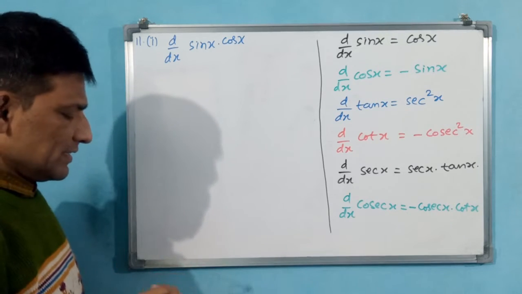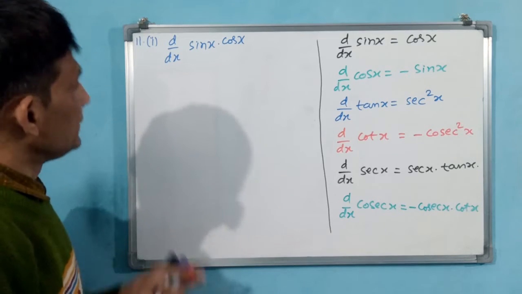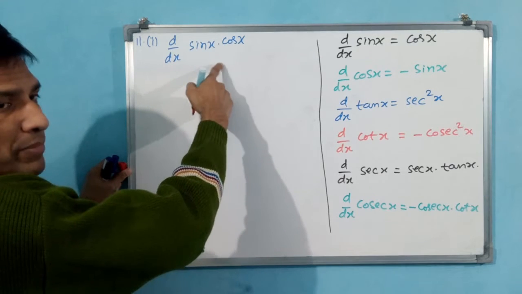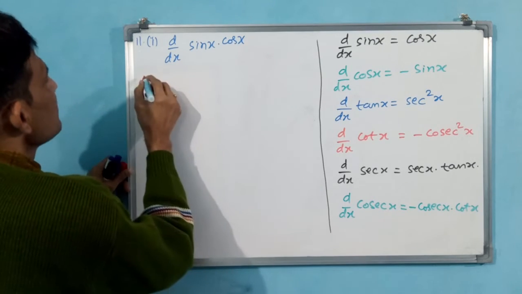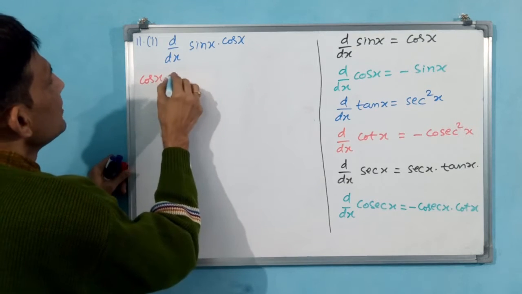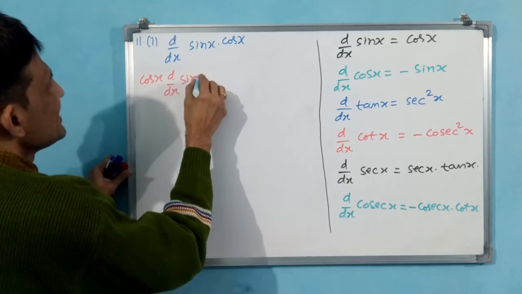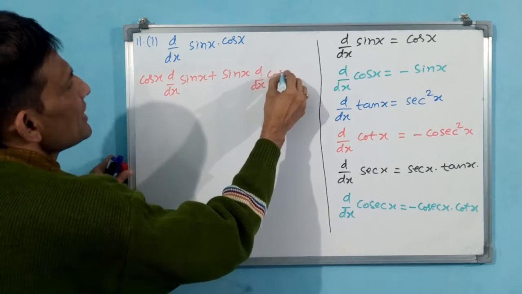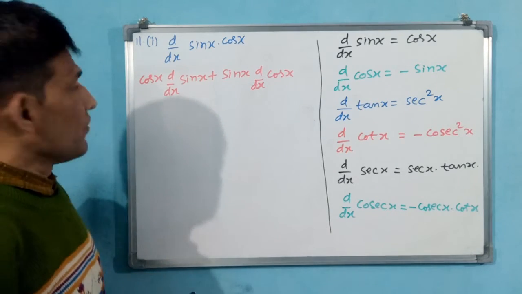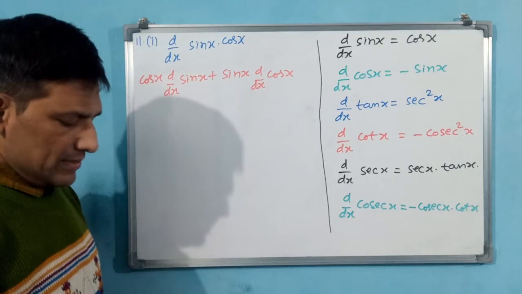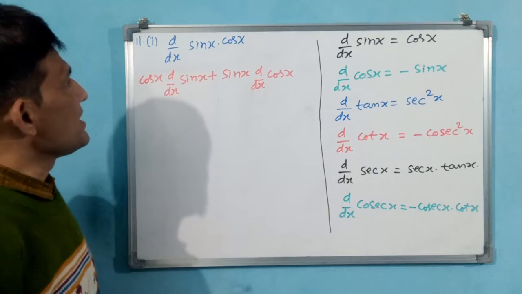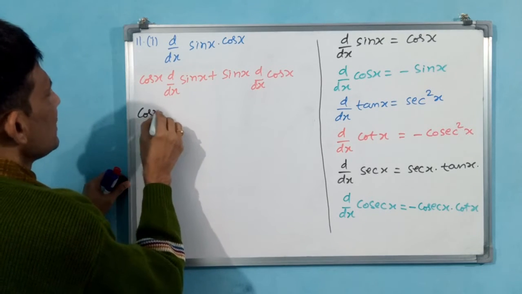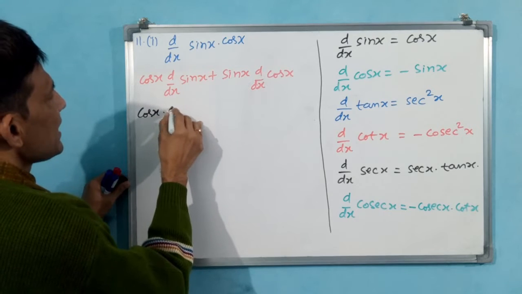How can you write this? d by dx of u v is v du by dx plus u dv by dx. This is like this. Here it is d by dx of sin x cos x. Write down cos x, you know sin x. d by dx of sin x means cos x only.